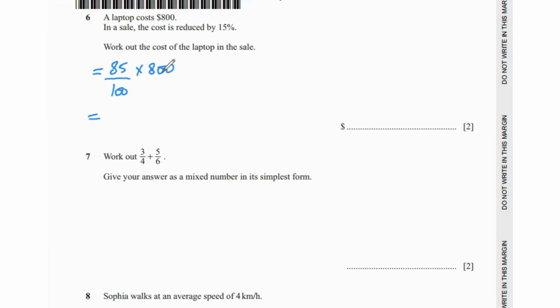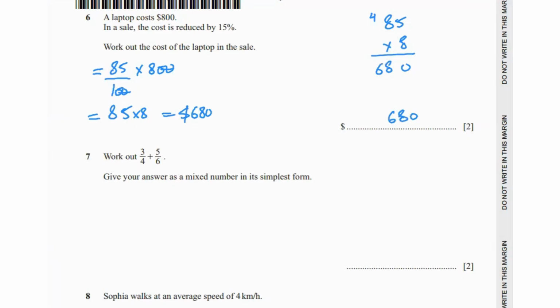Now we can see that there are 2 zeros in the numerator and 2 in the denominator, so you cancel the zeros out. That makes your calculation simpler. Just have to do 85 times 8. For 85 times 8, we know 5 8s are 40. Carry the 4. 8 8s are 64 plus 4, 680. So you're paying $680 after the 15% reduction.